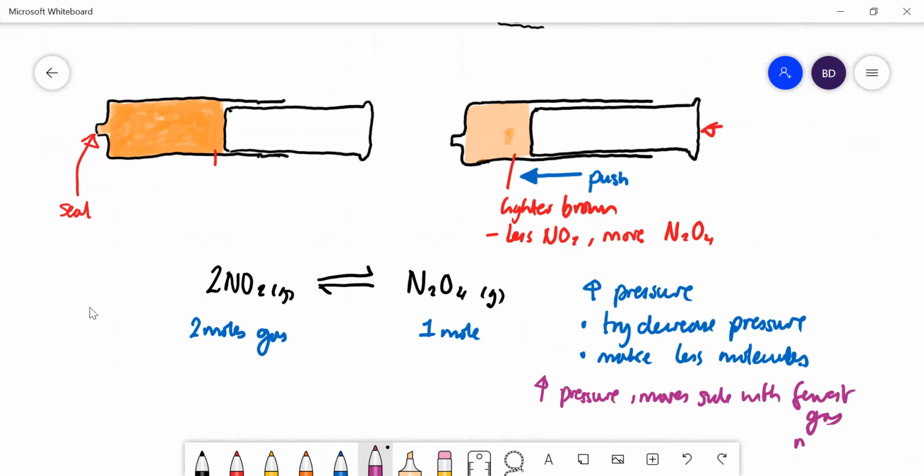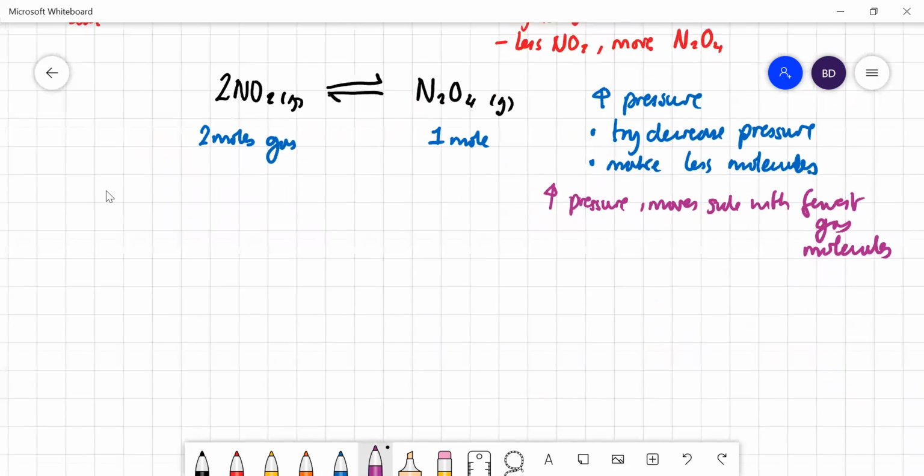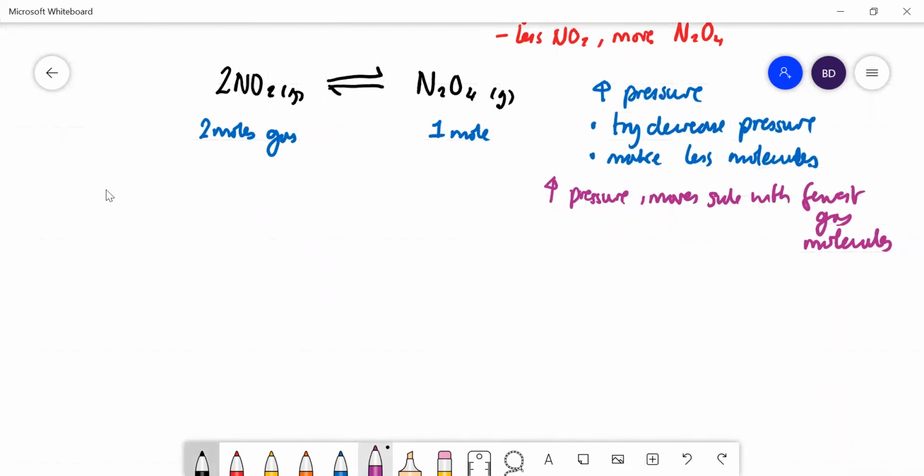So let's have a look at a few more example reactions and see how increasing the pressure might affect them. Here is a very important reaction. This is how ammonia is made from nitrogen and hydrogen. This occurs in the Haber process, which you may have done. You get nitrogen and hydrogen gas in an equilibrium reaction, and you end up getting 2 ammonia, and they're all gases as well.